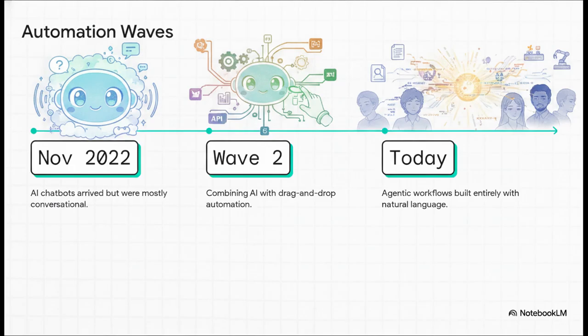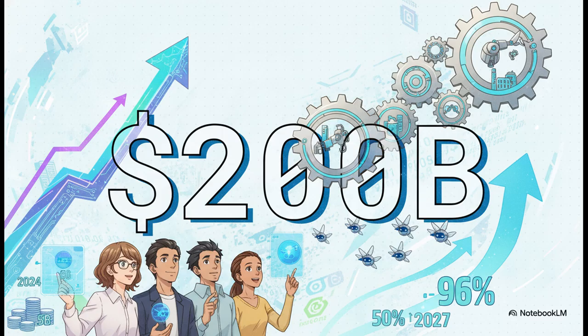Well, today we've arrived at the third wave. Agentic workflows. Natural language has literally become the interface, and AI agents actually do all the building for you. And if you want to know why this matters right this second, just look at this number. $200 billion. The Agentic AI market was valued at just over $5 billion in 2024, but it's projected to hit nearly $200 billion by 2034. To put that in perspective, 50% of enterprises will have deployed these systems by 2027, and a staggering 96% plan to expand their Agentic AI usage this year alone.